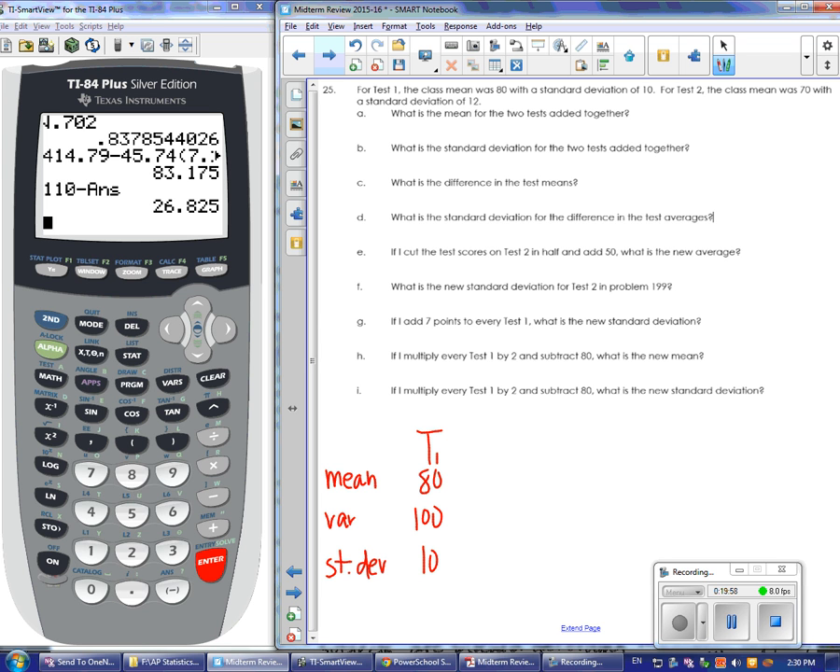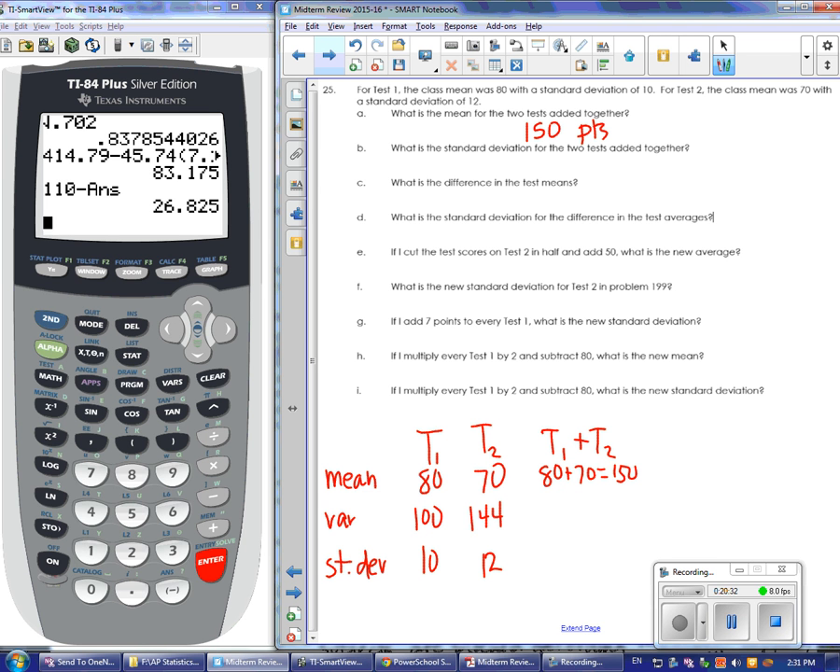And then we have for test 2, a mean of 70 with a standard deviation of 12, which means we have a variance of 144 if we square it. And then in letter A, it says, what is the mean for the two tests added together? So I'm looking for T1 plus T2. And remember, whatever we do to the random variables, we can do to the mean. So I'm just going to add 80 plus 70, and that gives me 150. I guess this is points.